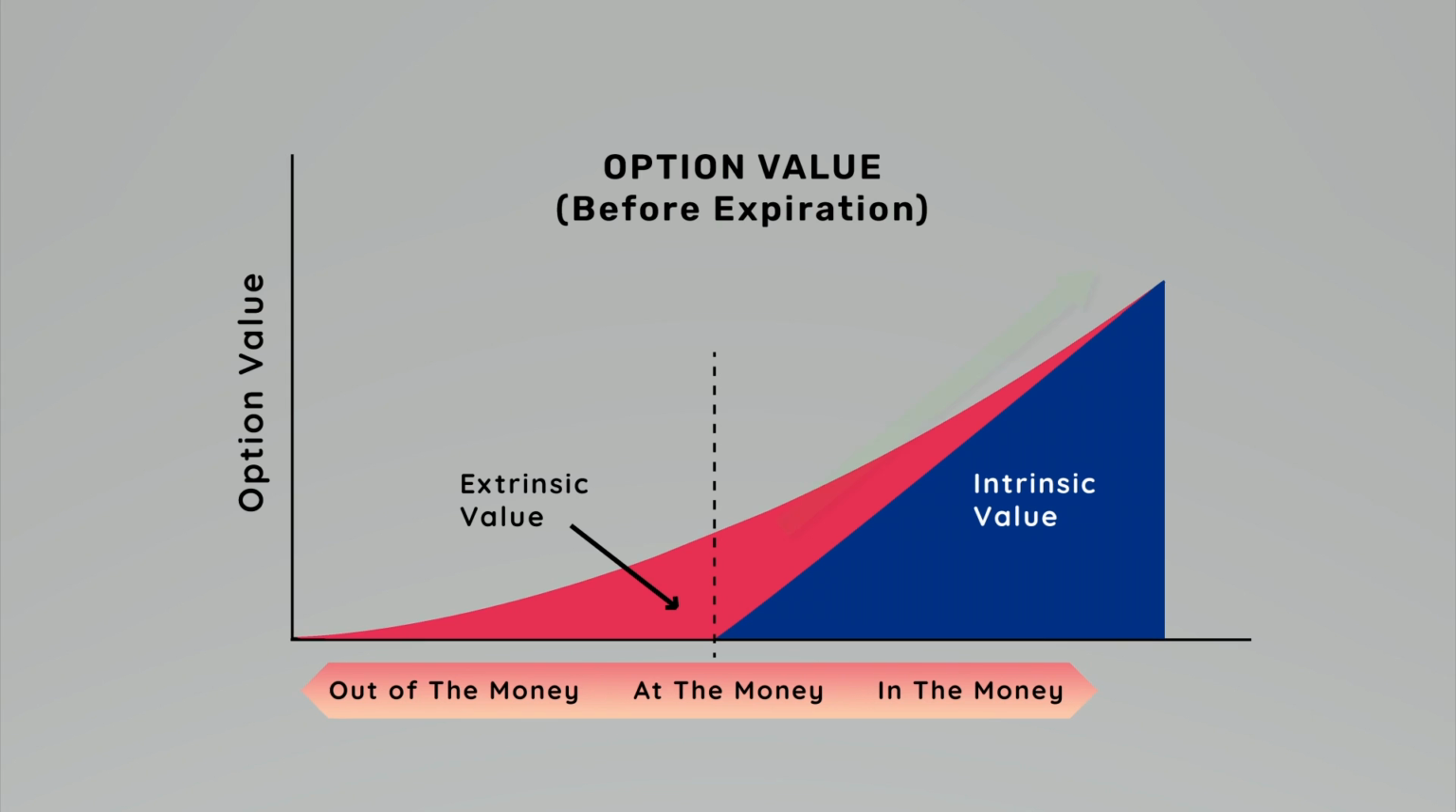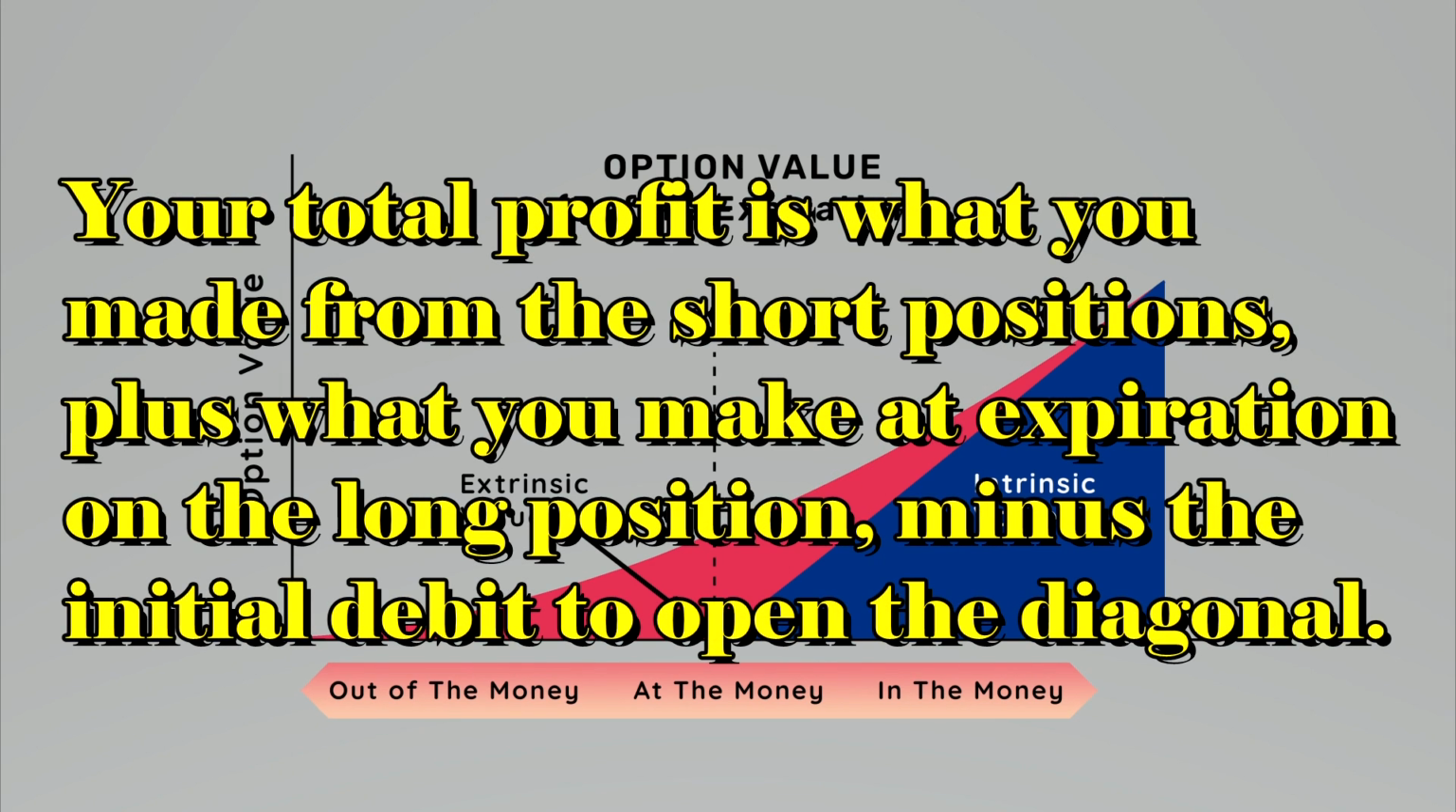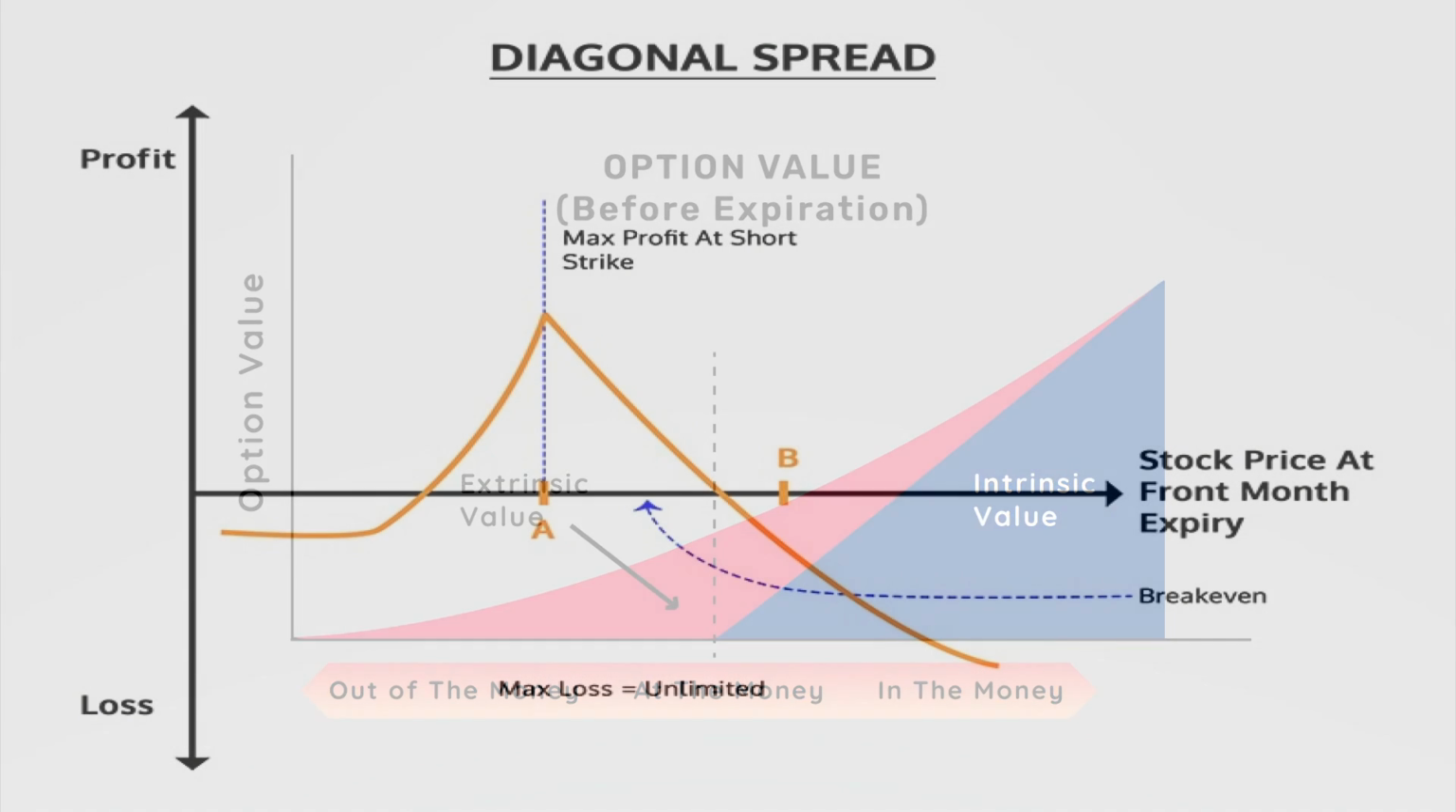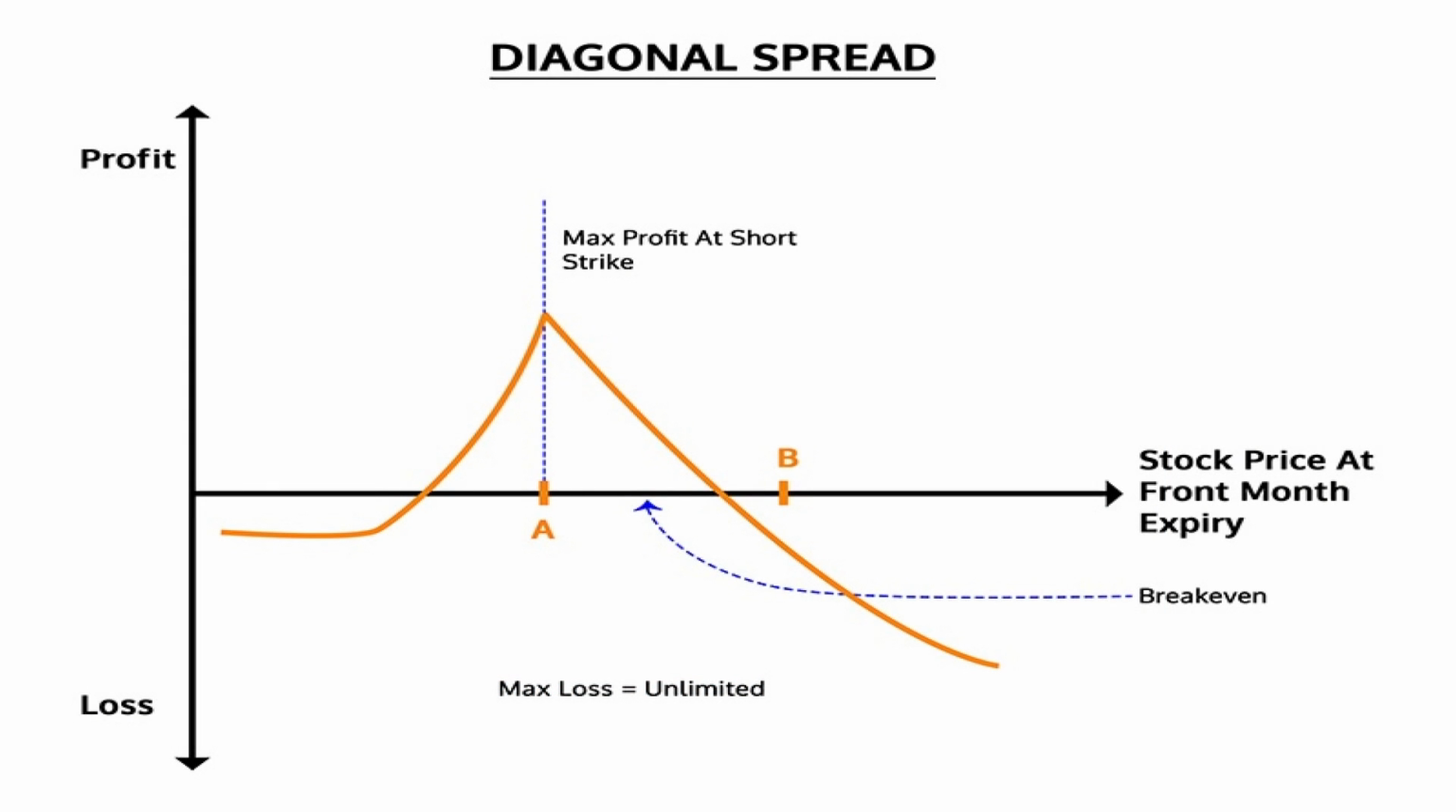But since you open the long position in the money, it's likely the stock price will only rise from there, and you'll be able to profit from it at expiration. So now your total profit is what you make from the short positions, plus what you make at expiration on the long position, minus the initial debit to open the diagonal. There is also a short or bearish diagonal spread, and similar to the bearish vertical spread, this position remains profitable as long as the stock price remains below a short position strike price. If the stock price rises above the short strike price, the profit and loss line will start to trend negative.